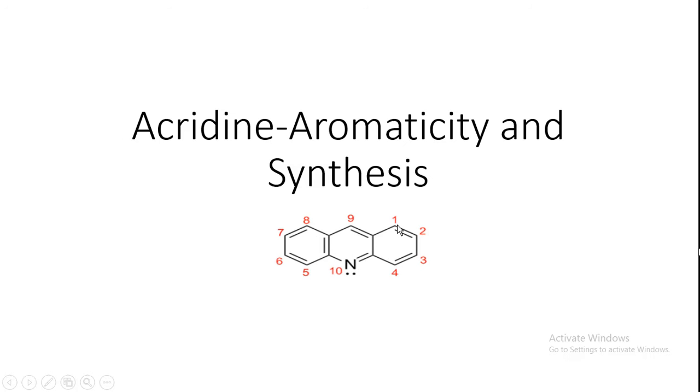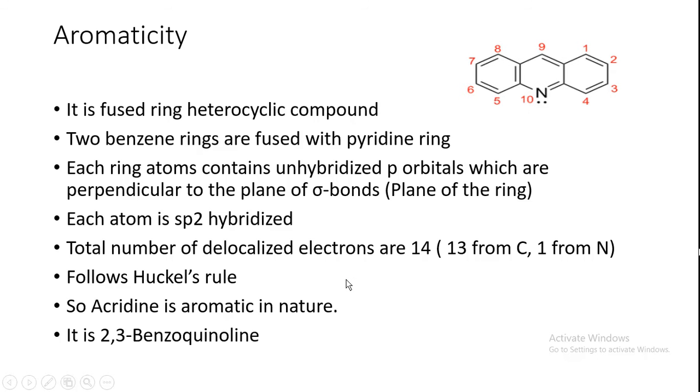So if you see the numbering, it will start from here, either from this position or this position you start. Okay, so 1 2 3 4, then 5 6 7 8 9, and this nitrogen is the 10 position of the acridine. So let us start with its aromaticity.